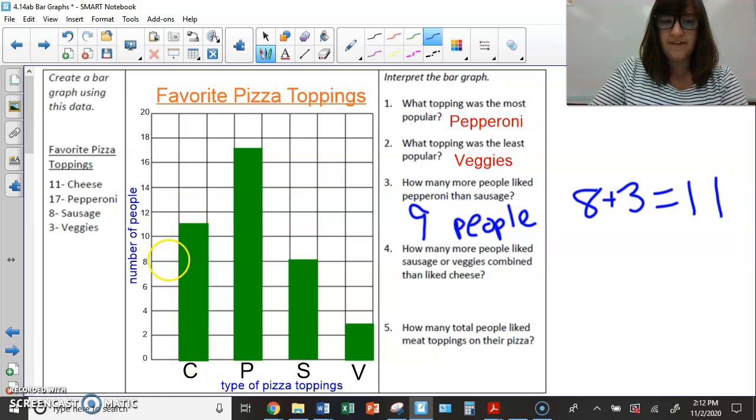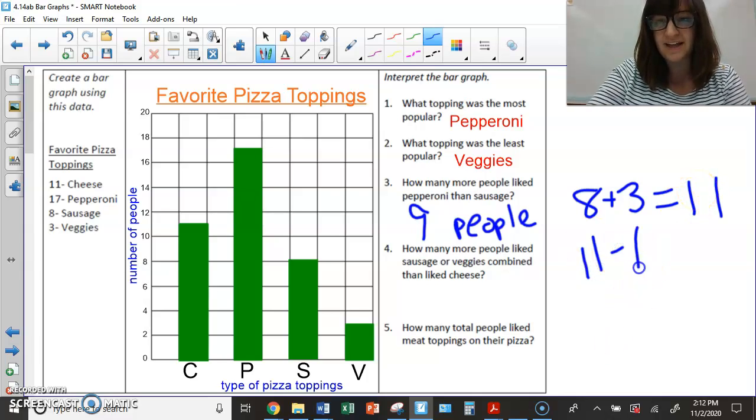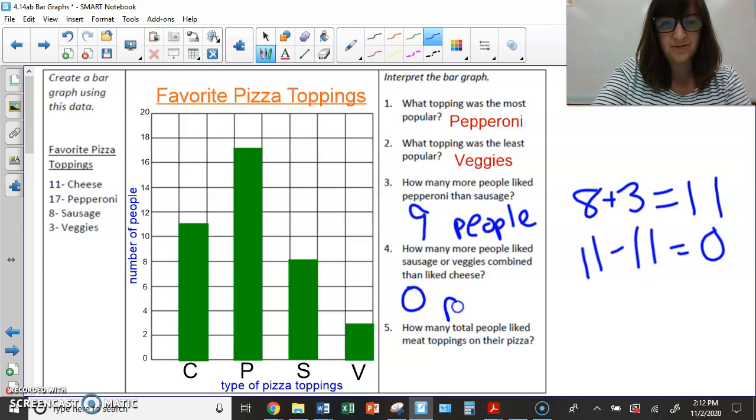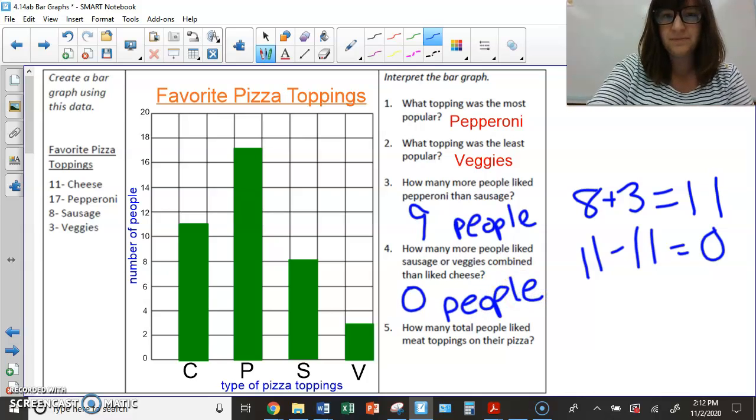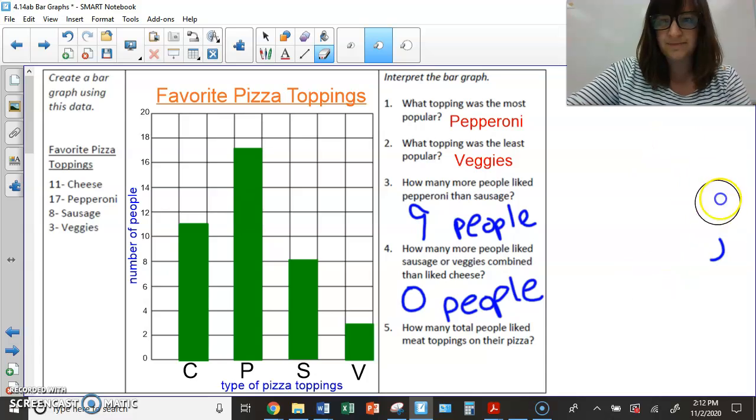Well, then 11 people liked cheese. So how many more people liked sausage and veggies combined than liked cheese? I would then do 11 minus 11. Well, 11 minus 11 is 0. So actually 0 more people liked it. It was actually the same amount. Let's look at our last one.